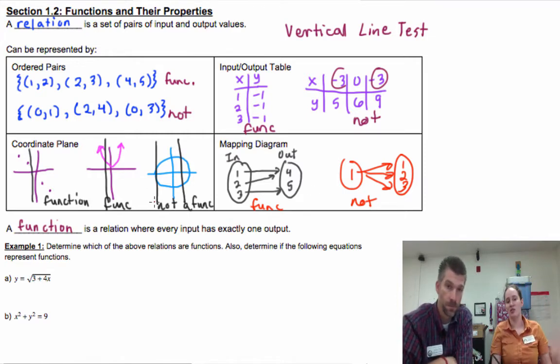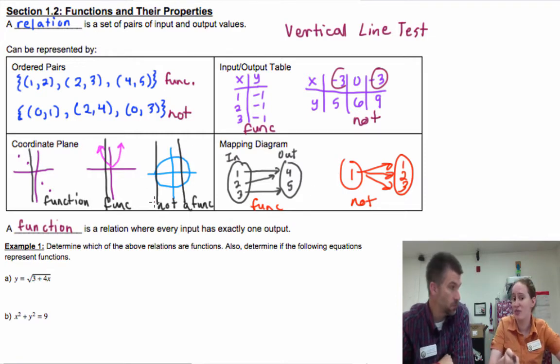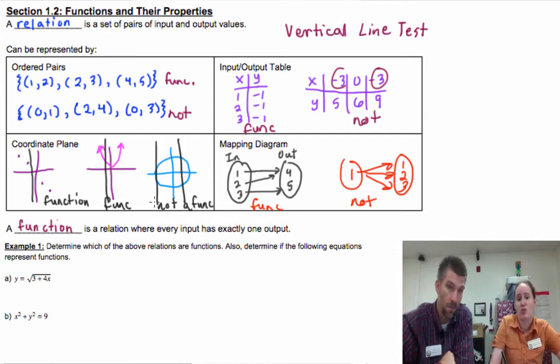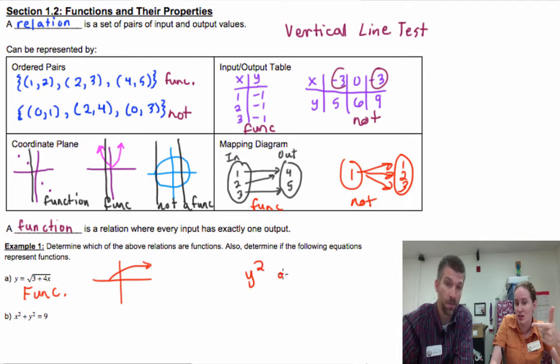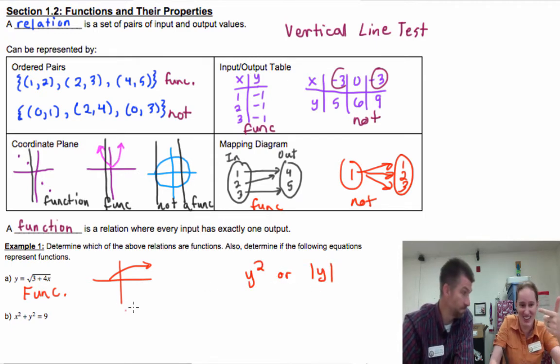All right. So how can we tell just from looking at equations? Because we could graph these, especially this first one, a square root graph. I don't know exactly where it is off the top of my head, but I feel like it's something like this. So vertical line testing would prove that this is a function. But what actually happens is there's only two cases that I know of that really screw with us as far as function or not a function, and that's y squared or absolute value of y. So don't screw with those.